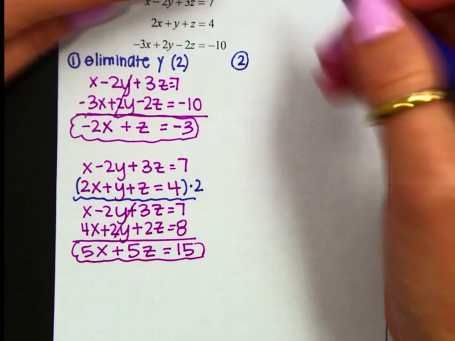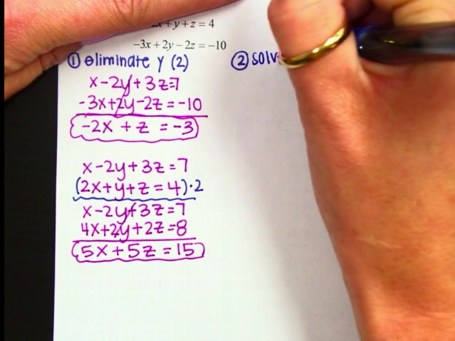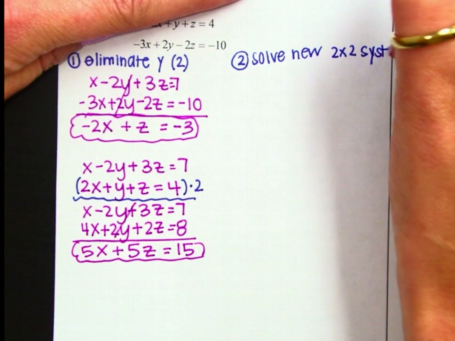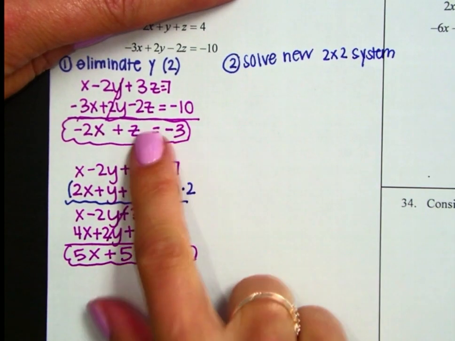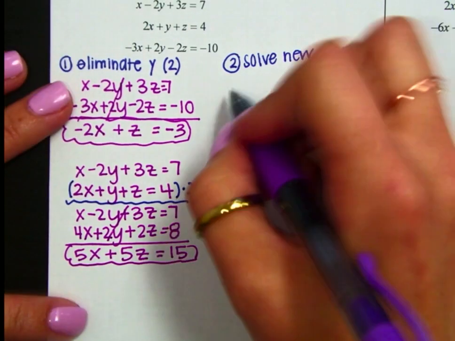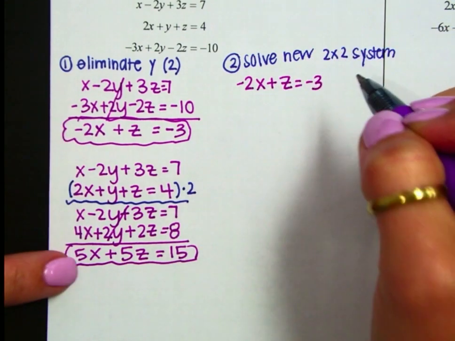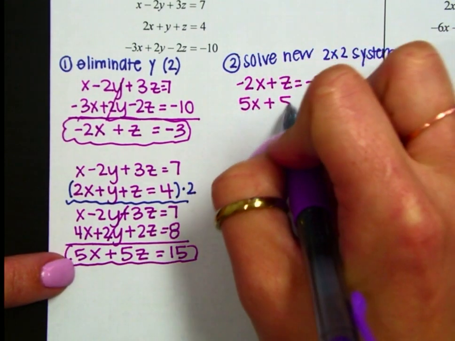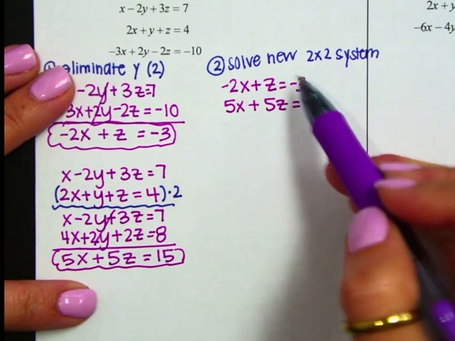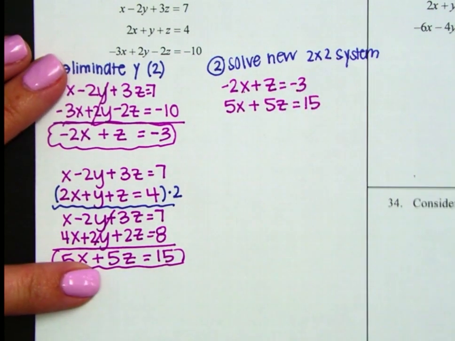In step 2, you're going to solve your new 2 by 2 system. So 2 by 2 system means 2 equations, 2 unknowns. So we have 2 equations and we need to find x and z. My first equation that I came up with, negative 2x plus z is equal to negative 3. The second equation, 5x plus 5z is equal to 15. So we are going to go back to our old lessons where we use combination to be able to solve for x and for z.